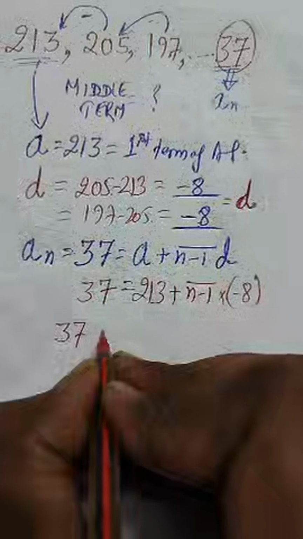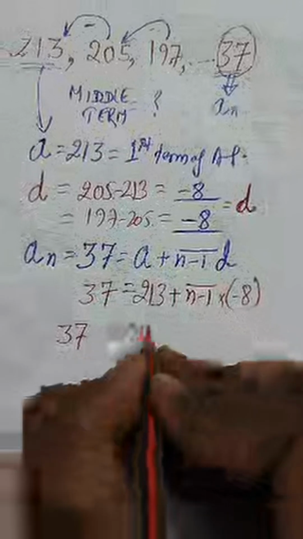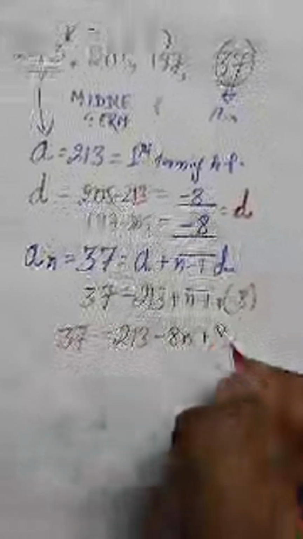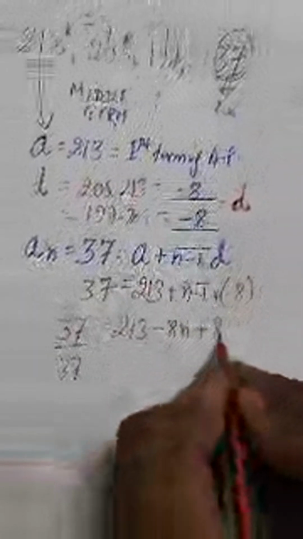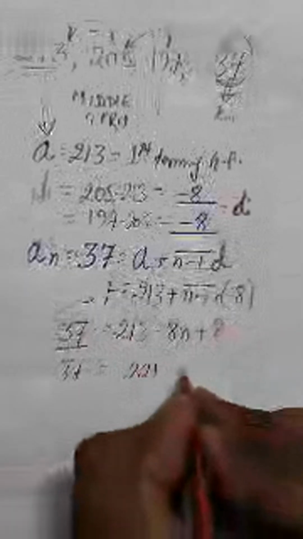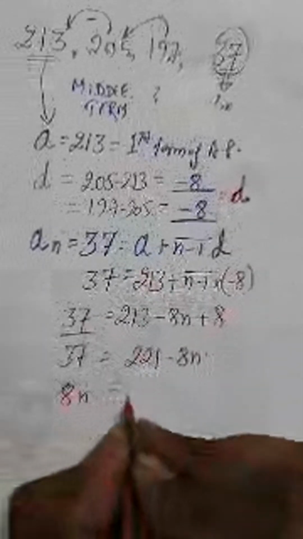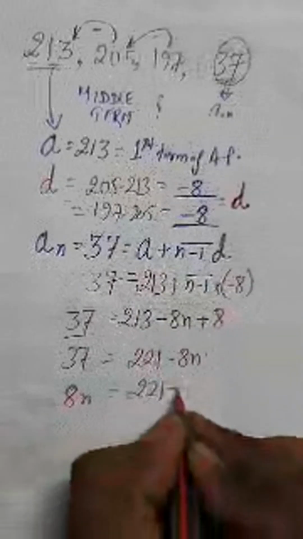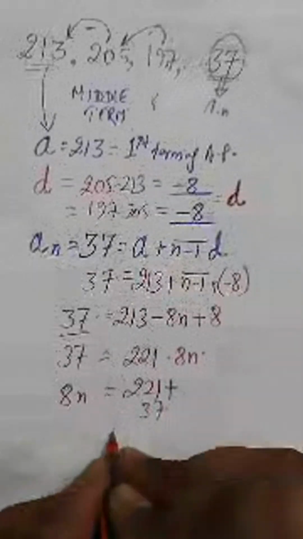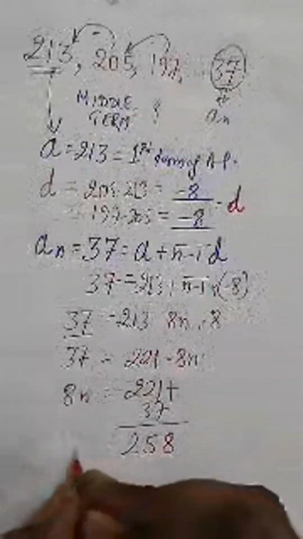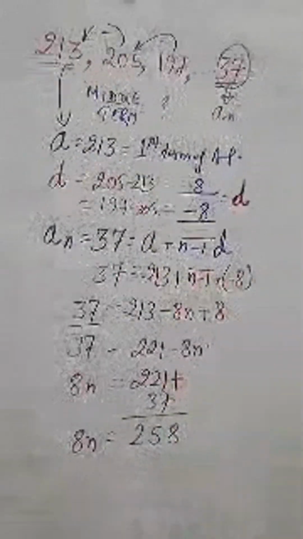This will give you 37 equal to 213 minus 8n plus 8, right? So 37 equal to 213 plus 8, this will give you 221 minus 8n, and when 8n comes to the RHS, it will be 221 plus 37. This will give you 258. So 8n is equal to 258.